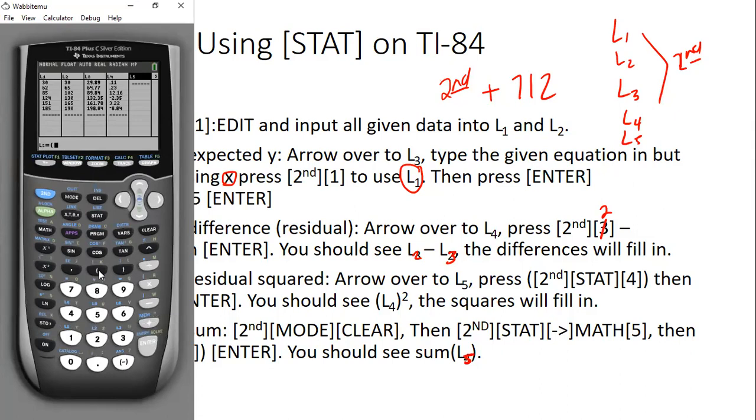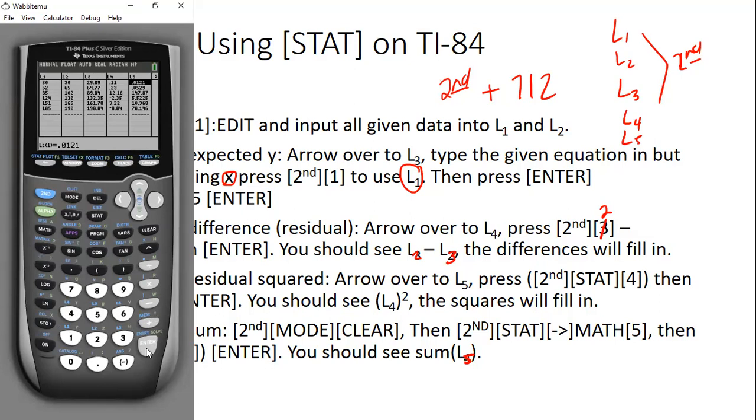All right, so I'm over to L5. I'm putting parenthesis, second 4. I need L4. And I'm going to square it. It's supposed to look like this. It even says you should see L4 squared. Once you have that, you press enter and it's going to auto-populate. I press enter and it auto-populated. .0121, yes, it is.